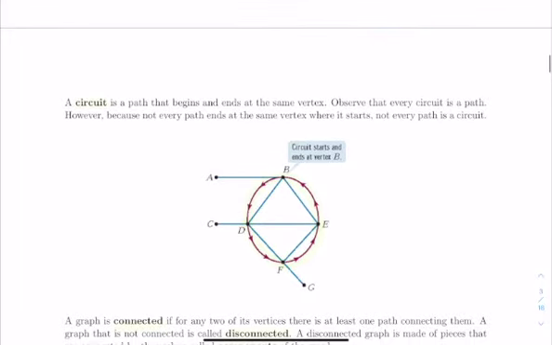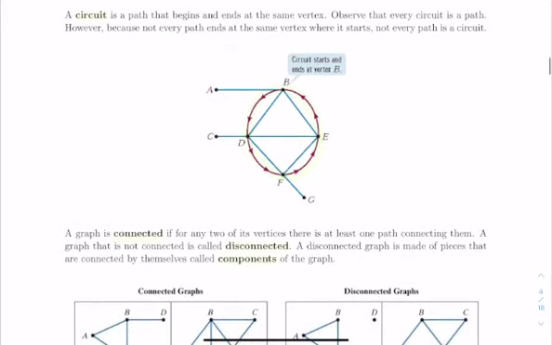A circuit is a path that begins and ends at the same vertex. Observe that every circuit is a path, but not every path ends at the same vertex where it starts. So not every path is a circuit. So a circuit is a path, but not every path is a circuit. A circuit is a special kind of path. So looking at the graph below, we're starting at B. We move from B to D, D to F, F to E, and we end back up at where we started, B.